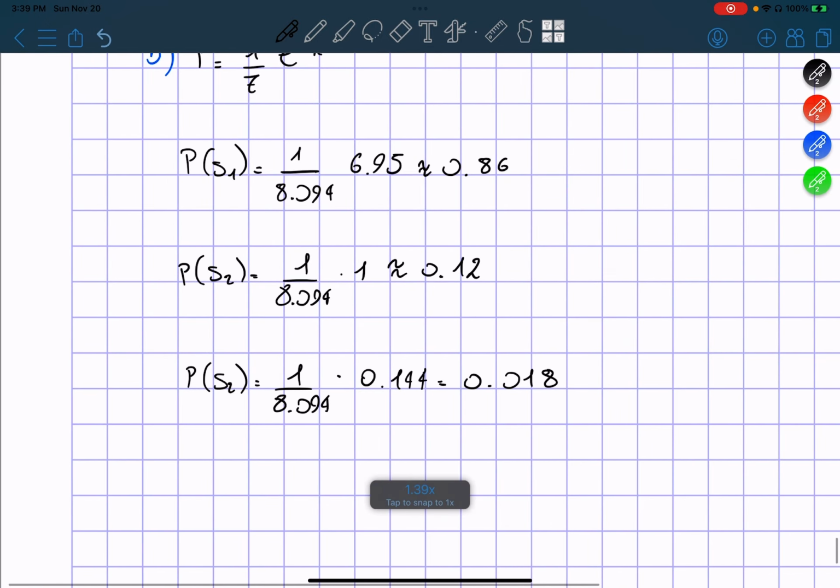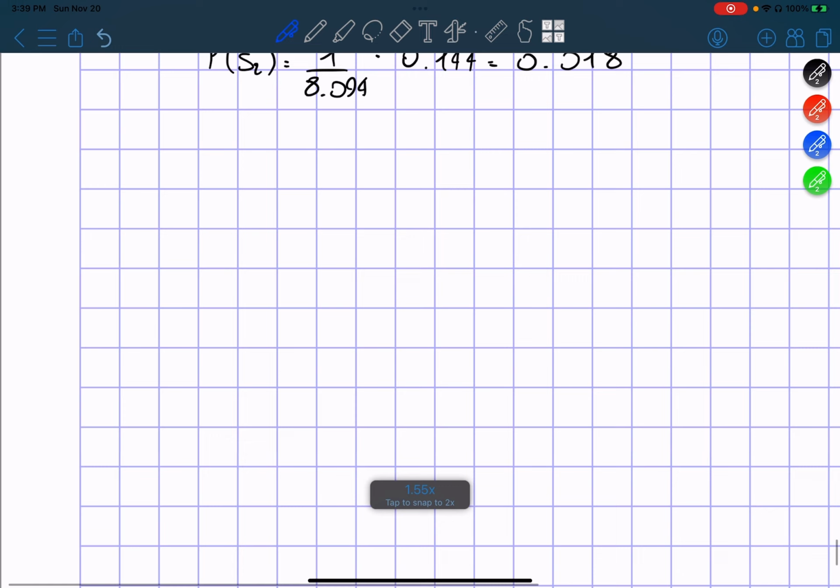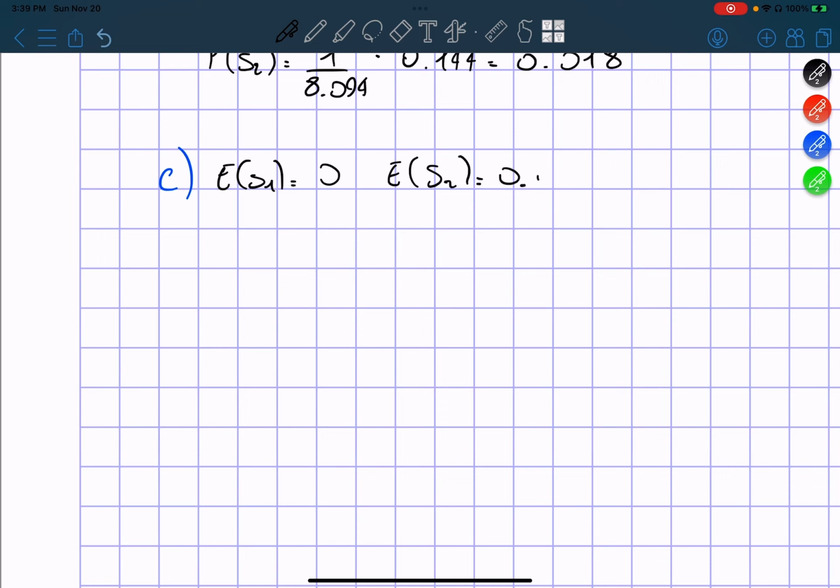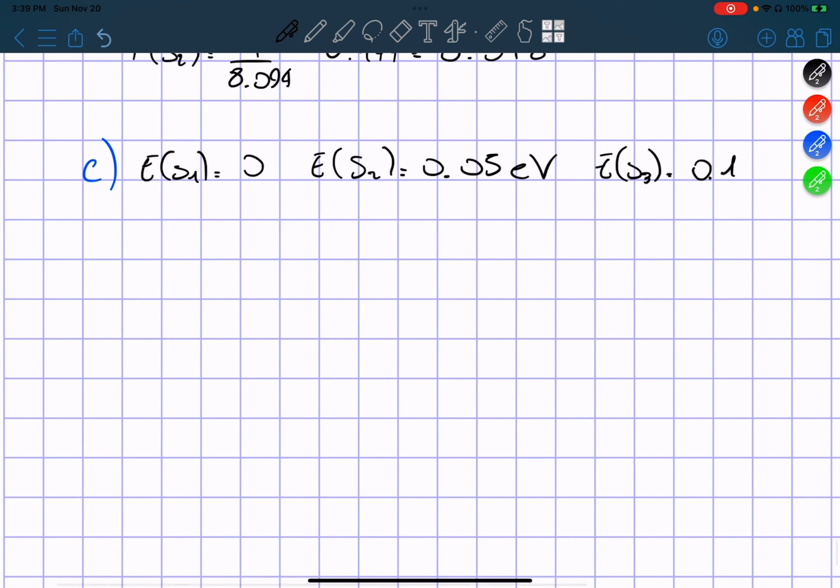Now we have to repeat the same thing, but we're just going to take our energy and add 0.05. So energy of S1 will be equal to 0. Energy of S2 will be equal to 0.05 electron volts. Energy of S3 is equal to 0.1 electron volts. So what we said is that the zero point for measuring energy is arbitrary. So that means that we should get the same probabilities.